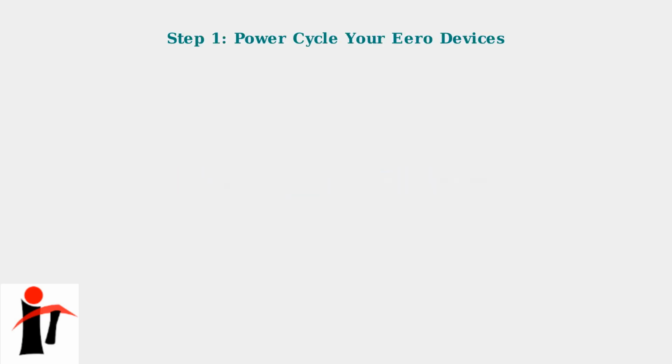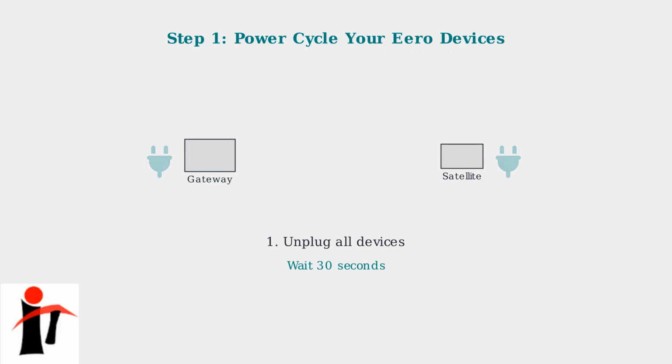When your Eero Pro goes offline, start with the most effective basic troubleshooting step, power cycling. This simple process resolves about 45% of connectivity issues. First, unplug all Eero devices and wait exactly 30 seconds. This allows the internal capacitors to fully discharge and clears any temporary system errors.